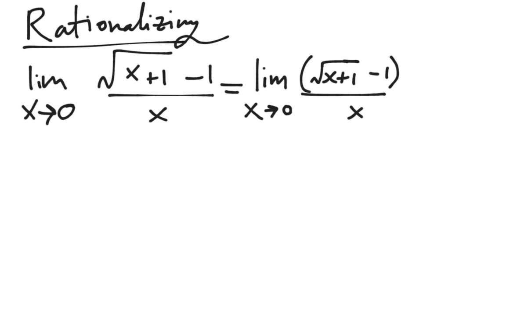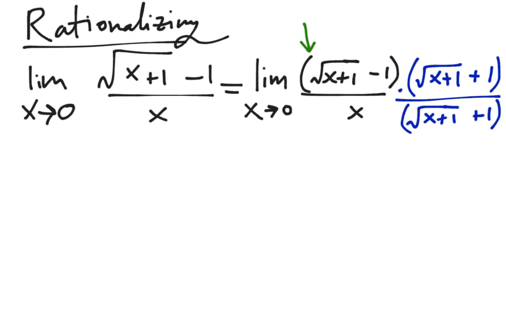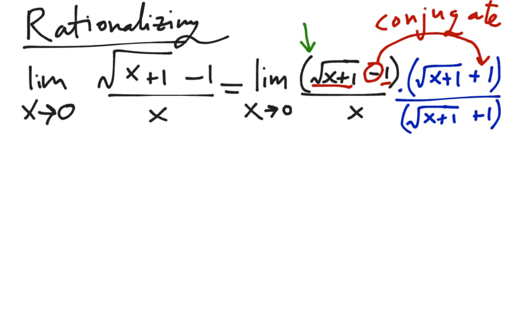I simply rewrite the original limit. Notice that I put parentheses up here at the top. That's going to help me remember to distribute. And then I multiply by 1 in this really interesting form here. Notice that it is 1 because it's the same thing on the top and bottom. Notice that the way I picked this special fraction is that I took the original thing, so the square root of x plus 1 and the 1, and I changed the negative sign to be a positive. This has a special name. It's called the conjugate.